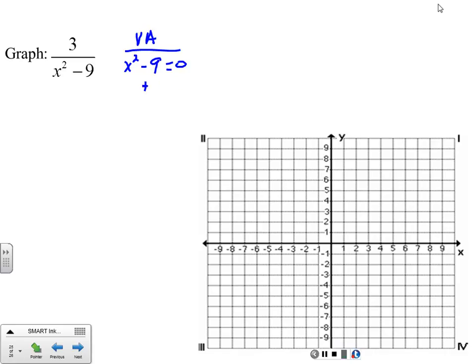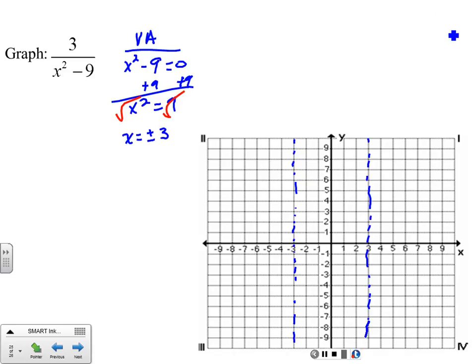Okay, so if we add 9 to both sides, we're going to have x squared is equal to 9. Then what? How do you get rid of a square? Square root. And so we're going to have x is equal to what? Plus or minus 3. Remember, when you take the square root, you have to do plus or minus. So now we have two vertical asymptotes. We have one at -3 and one at +3. Horizontal asymptote, what do you think?